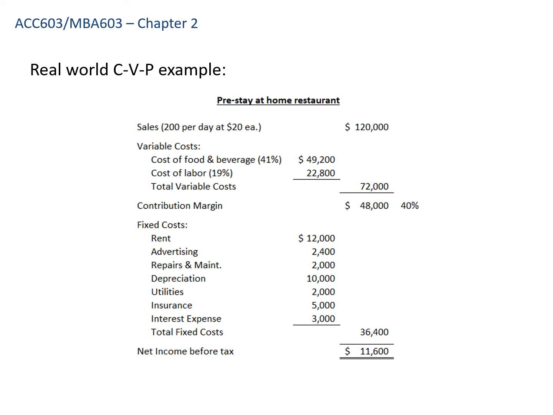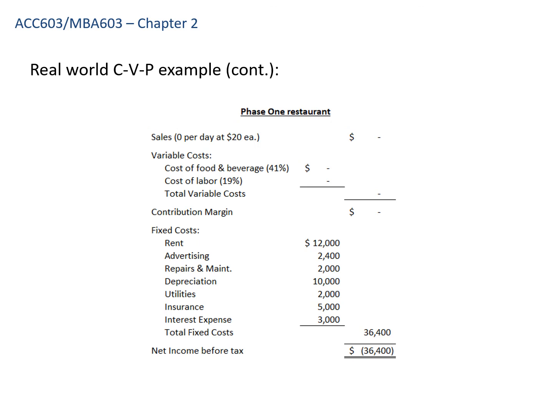So now we can see, what happens if stay-at-home orders go in place, phase one, and we have no sales at all? That's pretty easy to do. 0 sales times $20 is 0. We're also not going to have any food or beverage or labor to worry about because we don't have cooks and waiters and all of that. But we still have those fixed costs. They stay the same no matter what. So now in the month of, let's call it April, we have net income of a loss of $36,400.